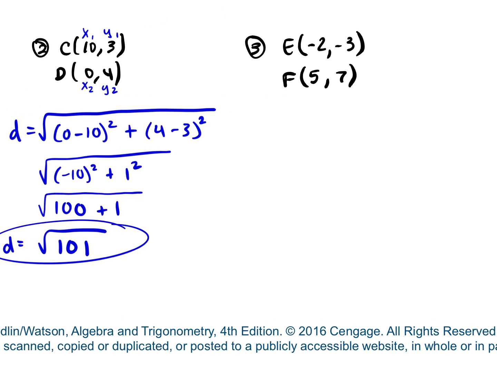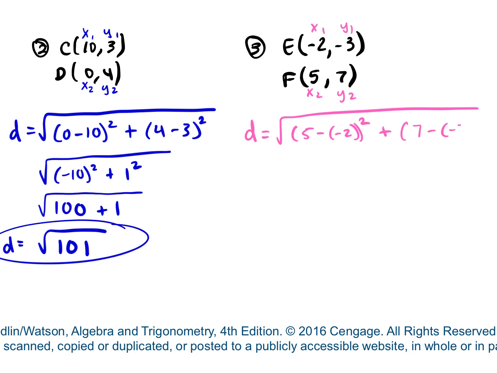All right, lastly, let's do 3. So I've got x1, y1, x2, y2. So we have the square root of x2 minus x1, so 5 minus negative 2 squared, plus y2 minus y1, 7 minus negative 3 squared. So what's 5 minus negative 2? 7, perfect. This turns into a plus. So 5 plus 2 would be 7. So we have 7 squared.